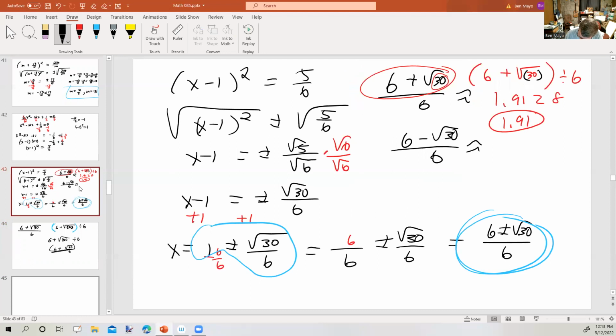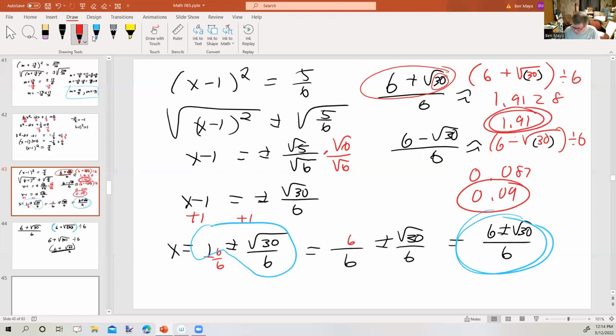And then back here, the second one, you'd have, again, 6 minus the square root of 30, that whole thing divided by 6. And that comes out 0.087, and rounding that would be 0.09. So you get those two solutions.